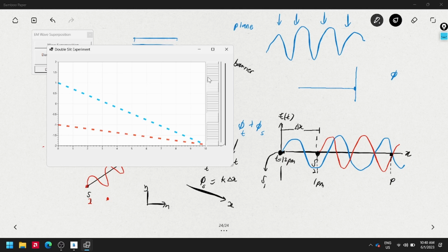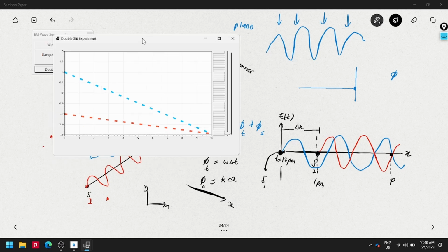Can you see this pattern? The maximum, minimum, the maximum, minimum, the maximum. So that's the reason why you see the fringes. I hope you get the idea, okay? I've created this so that it helps me to explain this.